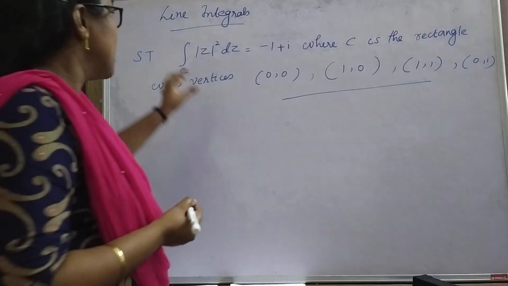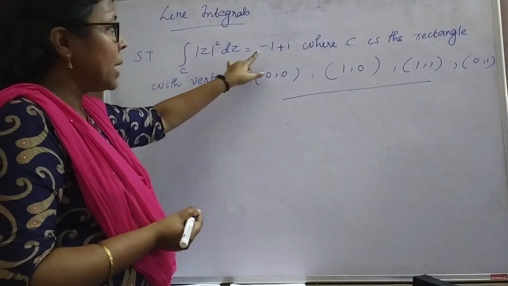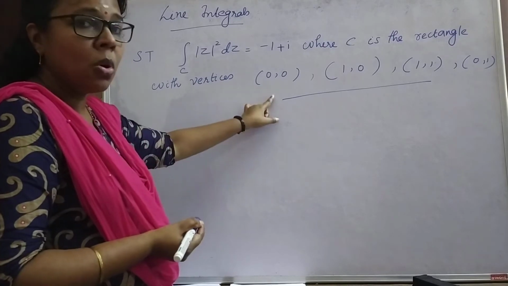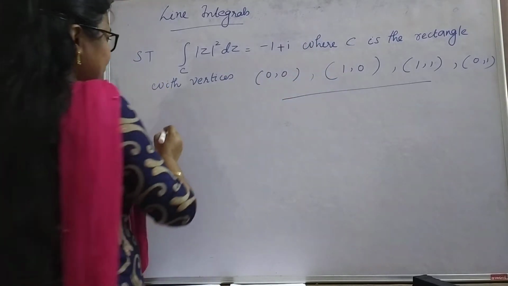Next question is, show that the integral over C of mod z square dz equals minus 1 plus i, where C is the rectangle with vertices (0, 0), (1, 0), (1, 1) and (0, 1). First, draw a figure.